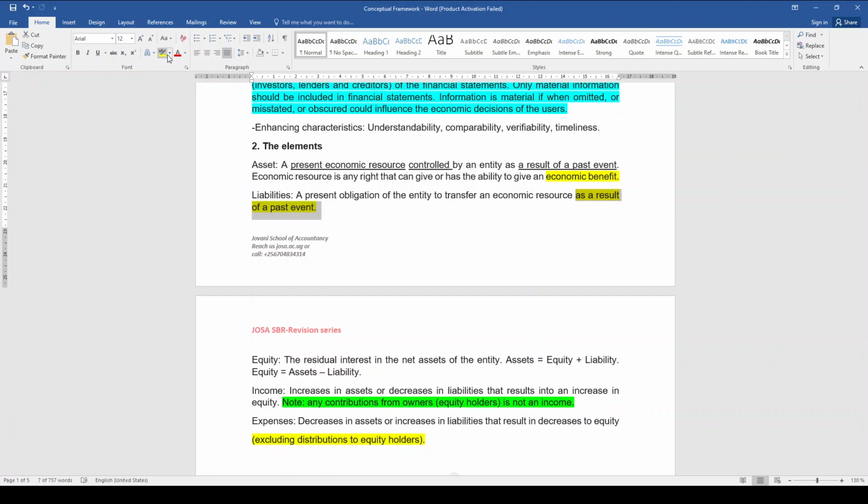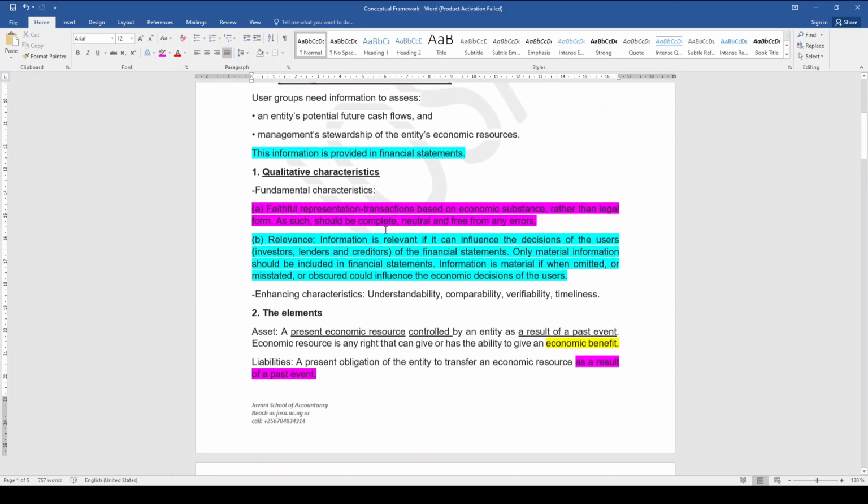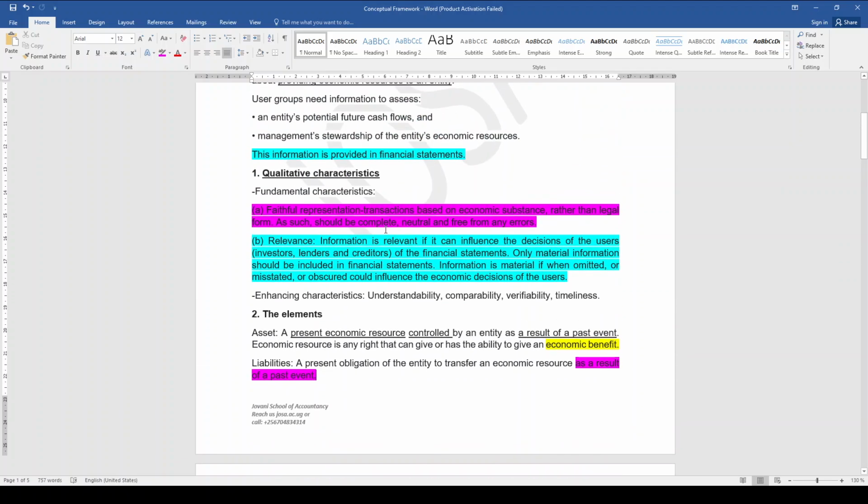Yes, I'm following. Then you say, okay, that is one. That future loss is not as a result of a past event. You challenge from that angle. Then you go back to the characteristics, okay? That transactions should be based on economic substance rather than legal form, and this should be free from errors, neutral, and complete, so that we provide a faithful representation of the actual position and performance of the entity.